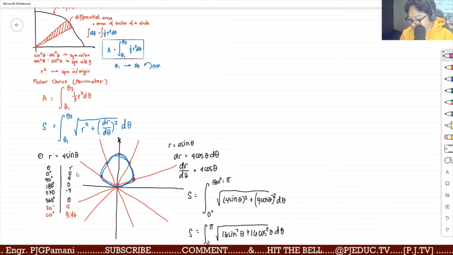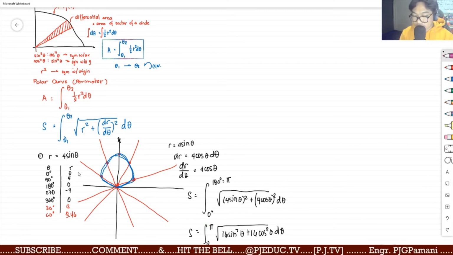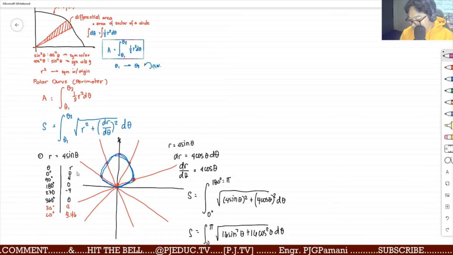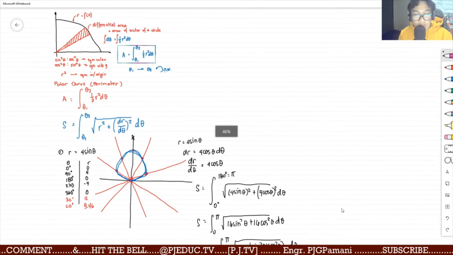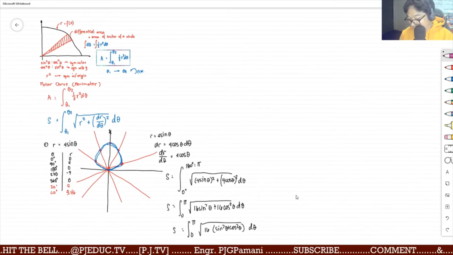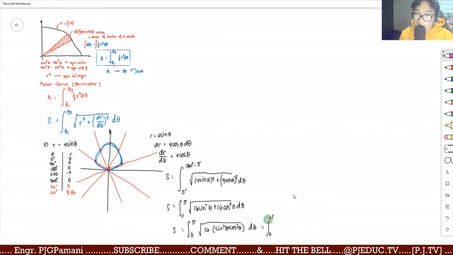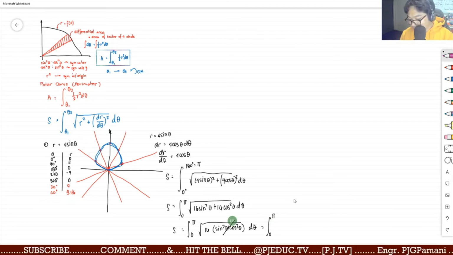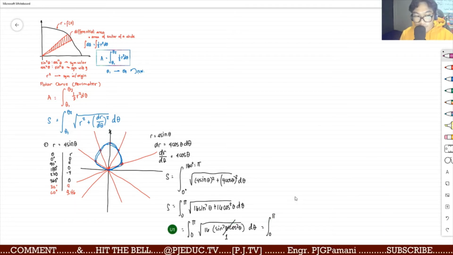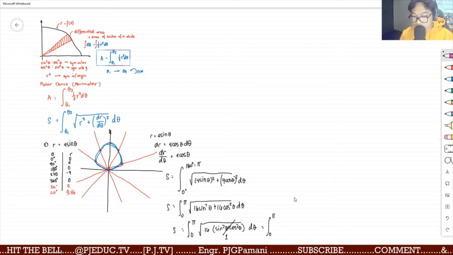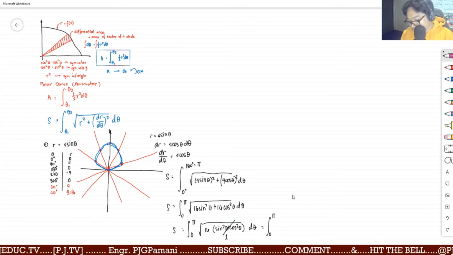Extract lang natin si 16 from the equation, then square root of 16 is positive 4. Tama ba? 0 to pi, 16 of sine squared theta plus cosine squared theta then d theta. So, alam nyo na yung identities niyan. Oh, square root of 16, positive 4, right? Then, sine squared theta plus cosine squared theta is simply equal to 1. Diba? From your identities. Then, 4 times 1, simply 4. So, 4 d theta.